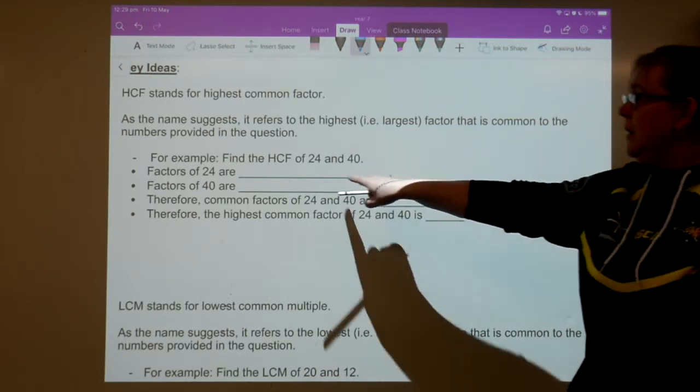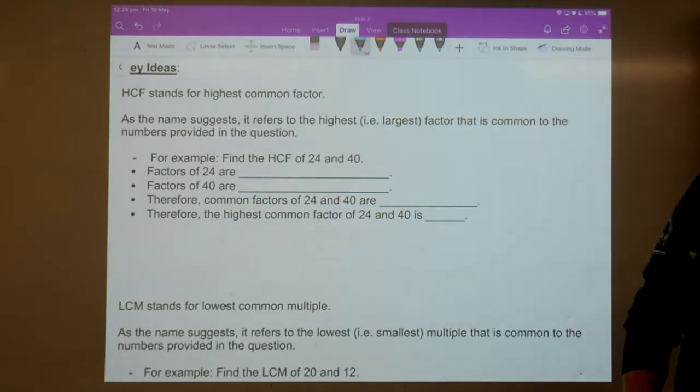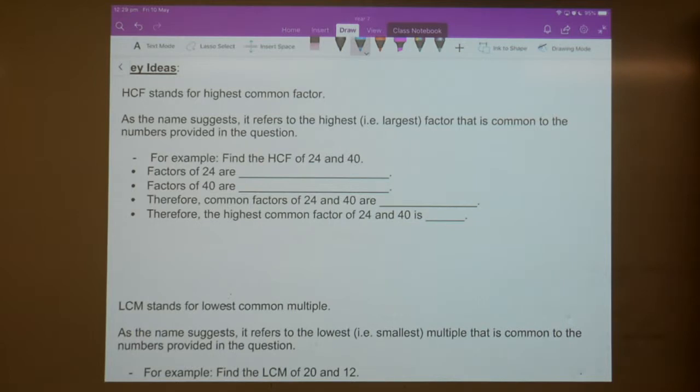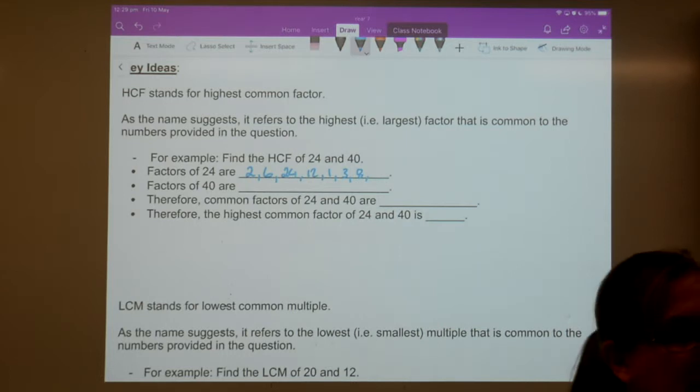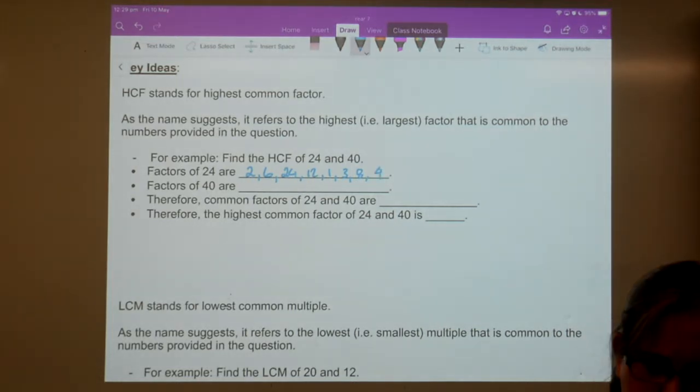So, let's have a look. Highest common factor of 24 and 40. First thing we're going to do, we're going to list all the factors of 24. So, who can tell me some factors of 24? 6. 2. What else? 12. 24. 1. 4. What else? 3 and 8. 3 and 4. Anything else?